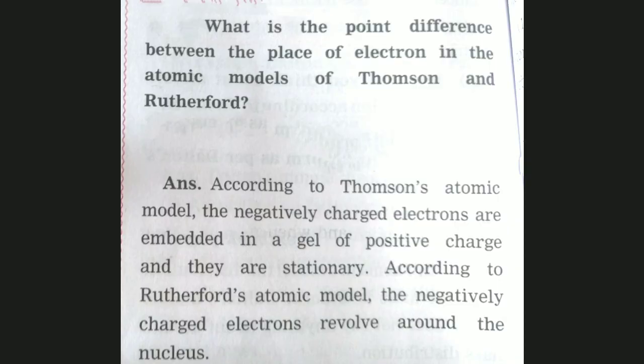What is the difference between the place of the electron in the atomic models of Thomson and Rutherford? According to Thomson's atomic model, the negatively charged electrons are embedded in a sphere of positive charge and they are stationary. According to Rutherford's atomic model, the negatively charged electrons revolve around the nucleus.